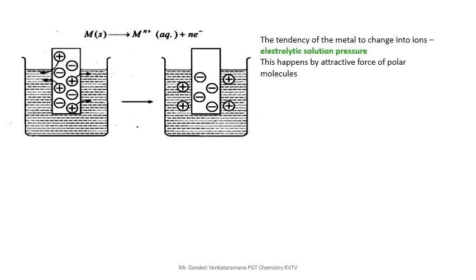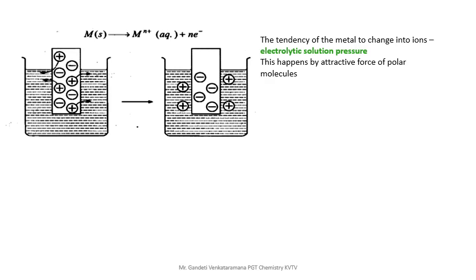Next, the tendency of the metal to change into ions: electrolytic solution pressure. The metal has a tendency to change into ions. For example, here already is there, I will show you.